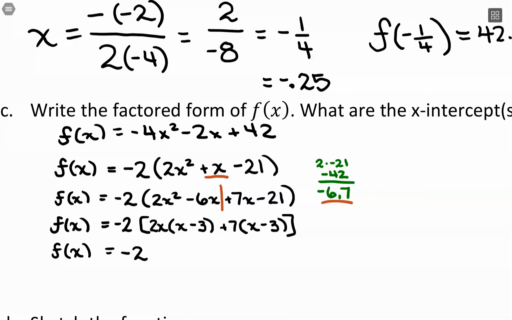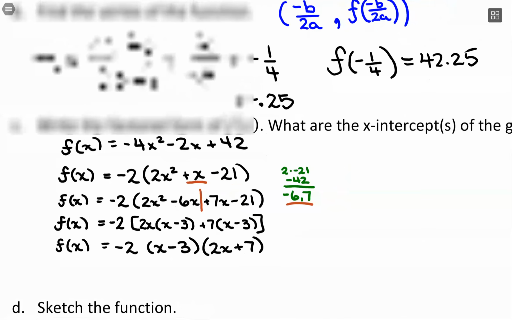All right, one more step and then we're at our factored form. So -2 keeps hanging out on the outside there. We have this common factor of x minus 3. And then our leftovers will be the 2x and that +7. All right, we have our factored form.